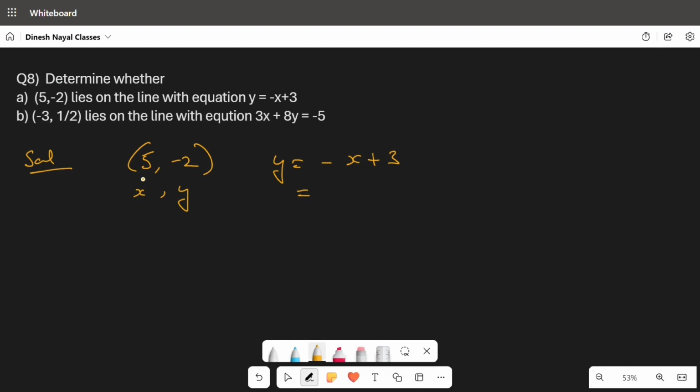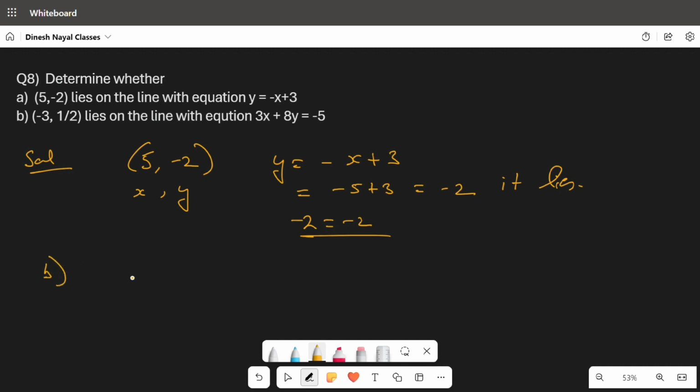So x is 5, so this is minus 5 plus 3. And we all know that minus 5 plus 3 is minus 2. So this y is actually minus 2. So minus 2 equals minus 2. That means this point lies on the given line.